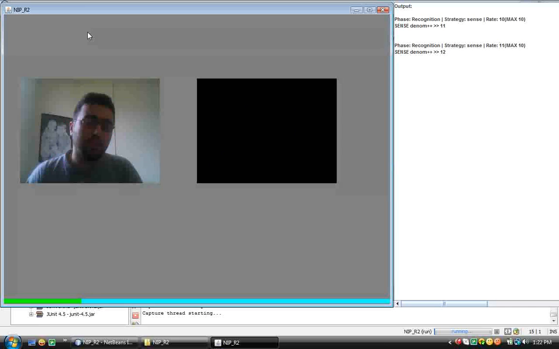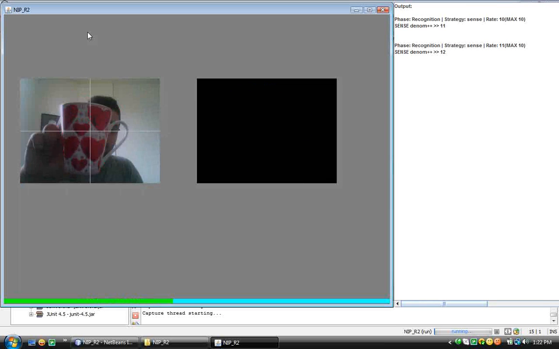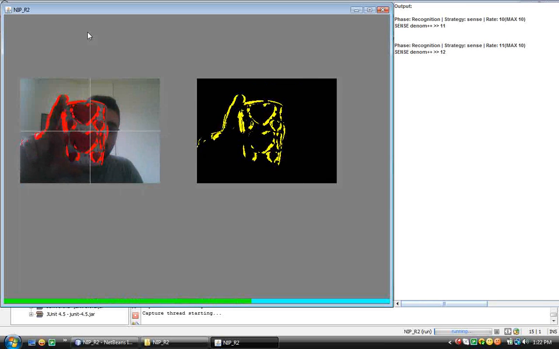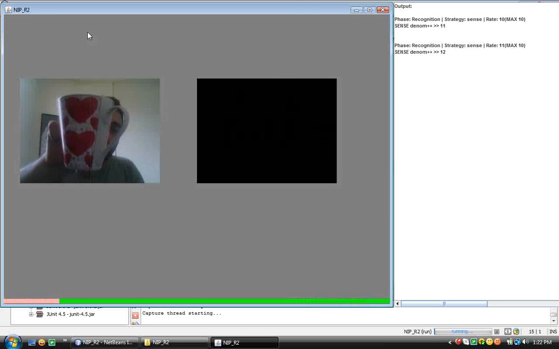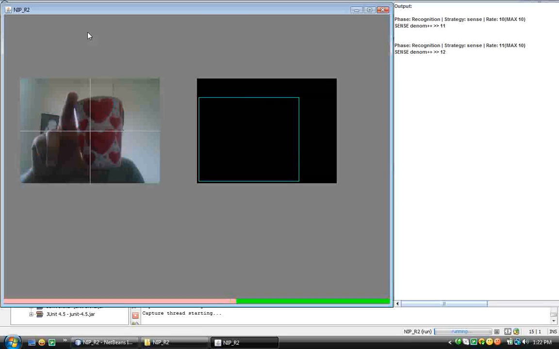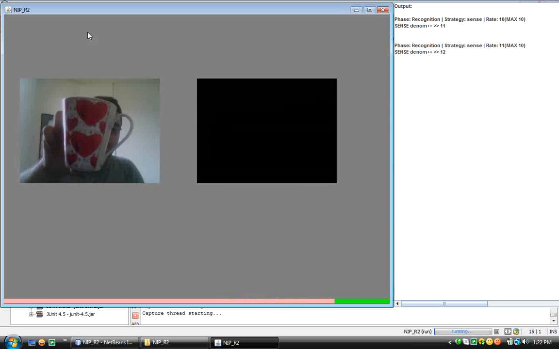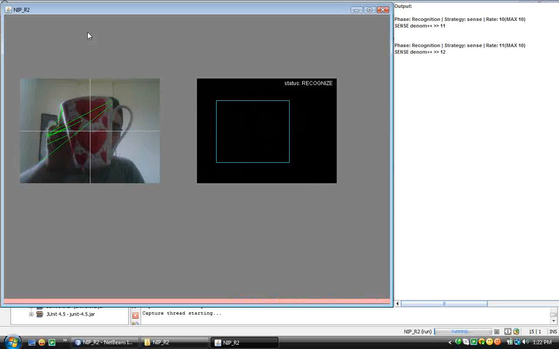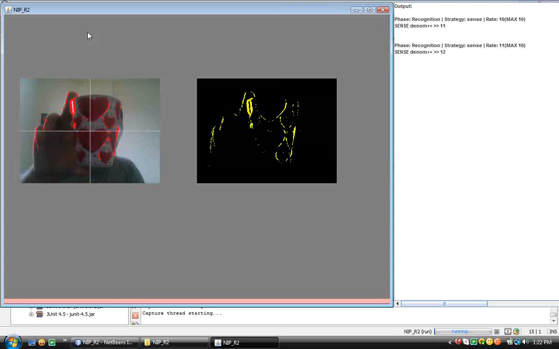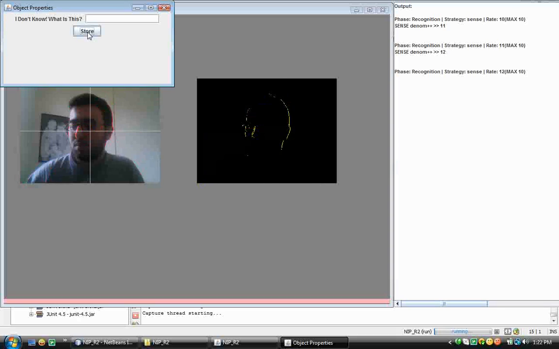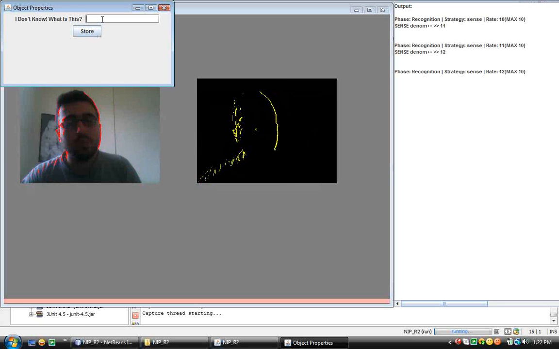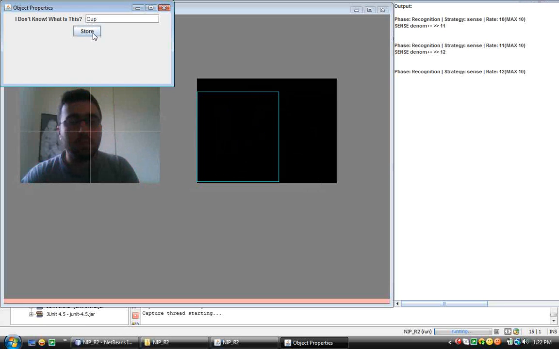So I bring up another object, which is a cup. I try to rotate it. So obviously the computer can see different sides of this object and remember it as a session. So then I associate a name to it and I say that this is a cup. And I store the information.